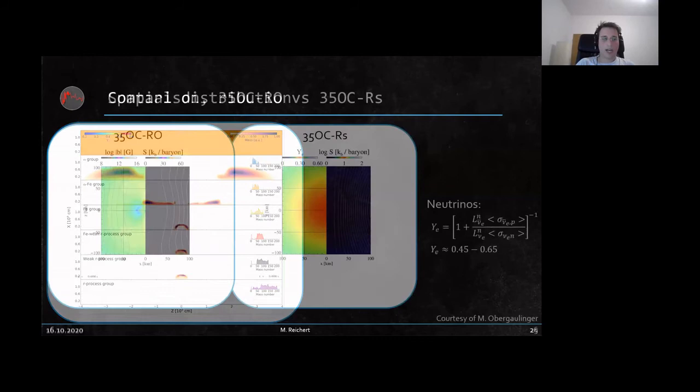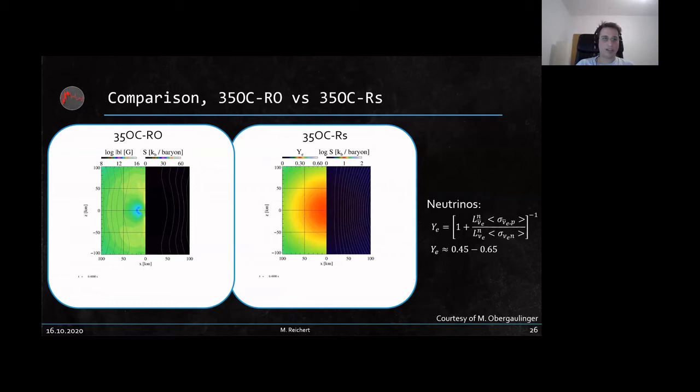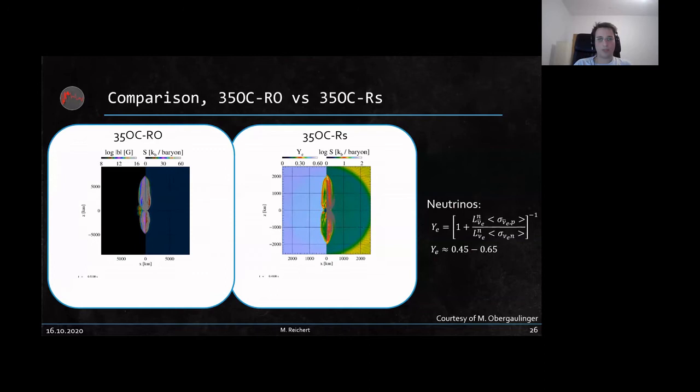So why does this not happen in the other models? For this, we can look at two movies provided by Martin Obergaulinger. And we have the reference model here on the left. And if we look at the explosion, you can see that the shock stalls at some point and it needs some time to explode. Whereas if we look at the model with the strong magnetic field, the picture is slightly different, because it basically explodes immediately.